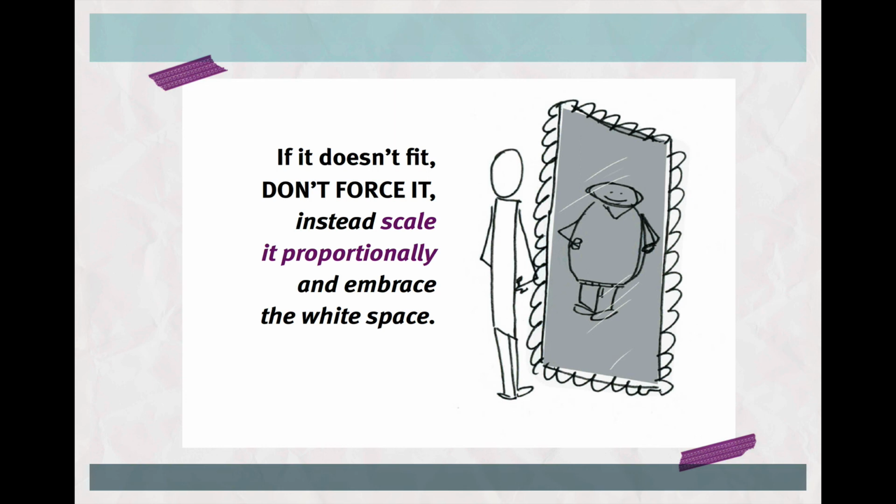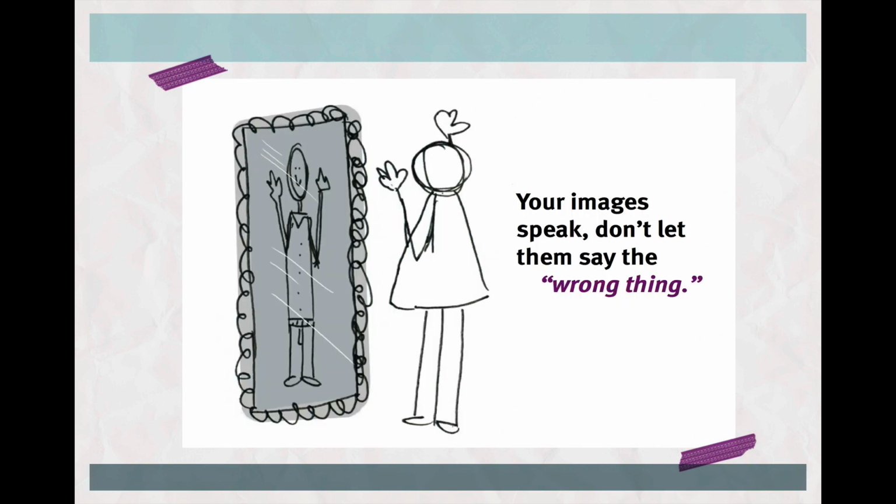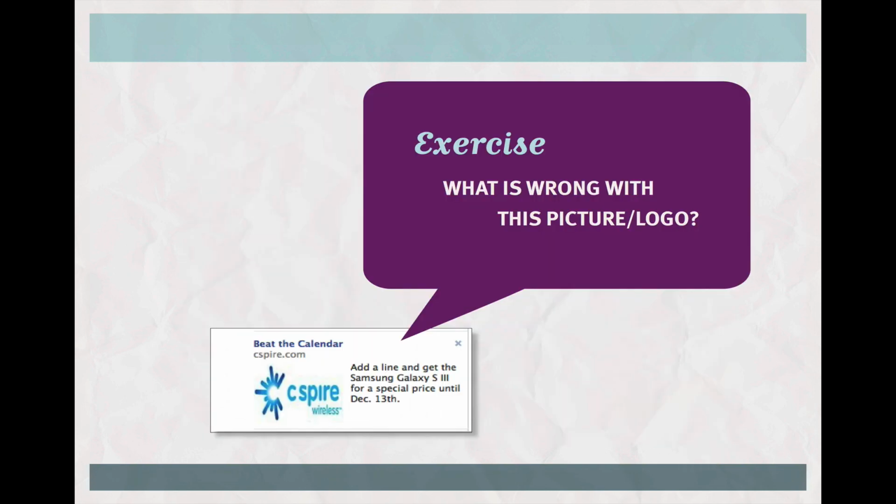And if it doesn't fit, don't force it. Instead, scale proportionally and embrace the white space. To scale proportionally, you hold the Shift key down and you click from a corner to pull out or pull in to create an image that's proportionally scaled. Your images speak. Don't let them say the wrong thing. So here's an exercise. What is wrong with this picture?